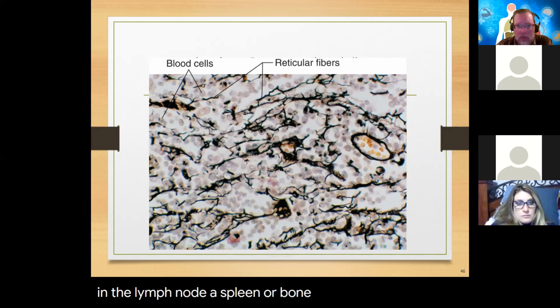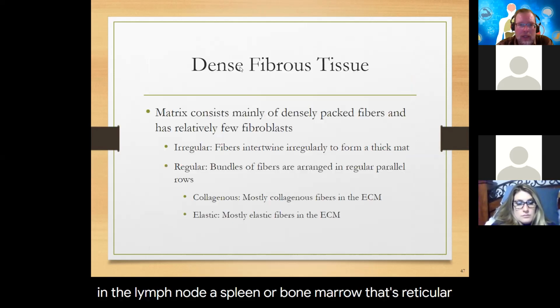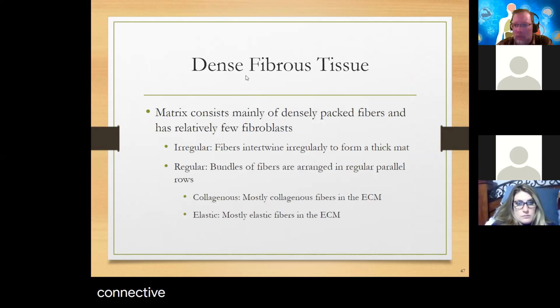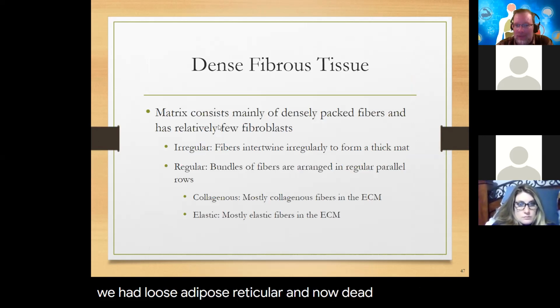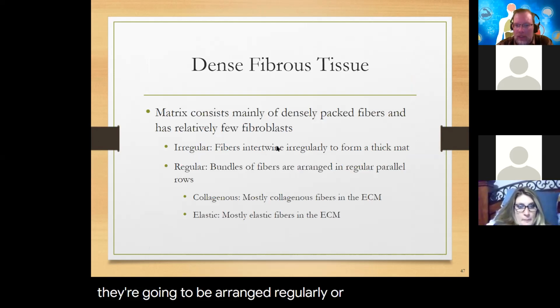So that's indicative that we're probably in the lymph node, a spleen, or bone marrow. That's reticular connective tissue. Lastly, in the fibrous group, so again, fibrous, we had loose, adipose, reticular, and now dense. And dense just means we have a lot of fibers in the matrix, and they're going to be arranged regularly or irregularly. Okay, if they're regularly arranged, again, they're going to be in parallel rows.